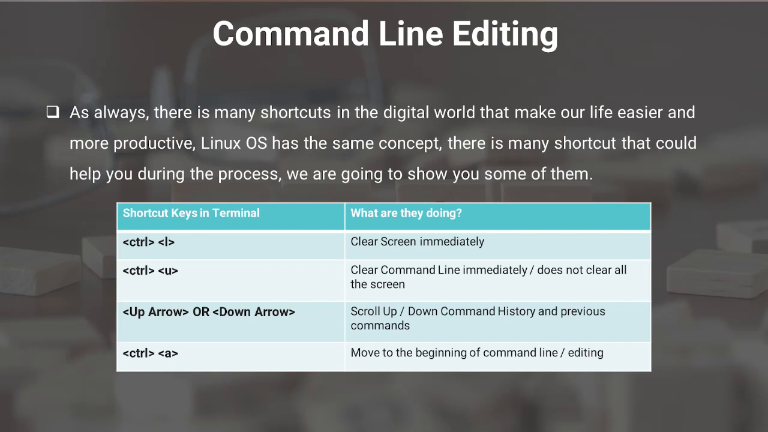Unlike the clear command, it does not wipe the whole screen. The commands are going to be there, but it moves you to the next page. So Control L removes all the commands from the screen, but Control U goes to the next page while the commands are still there. Up arrow and down arrow scroll between the command history. So if you want a command that you typed, I don't know, 10 minutes ago, you can just scroll up and scroll down. And Control A moves to the beginning of the command line for editing.